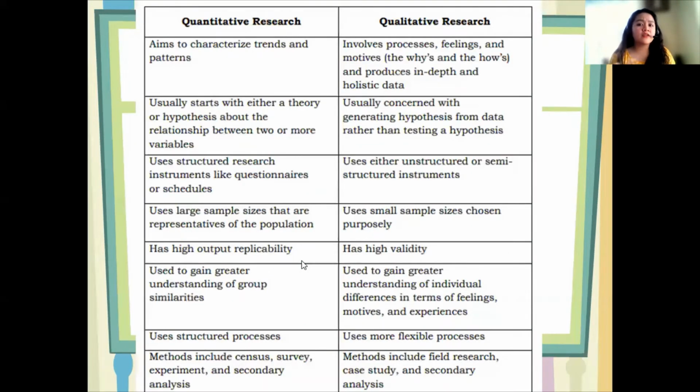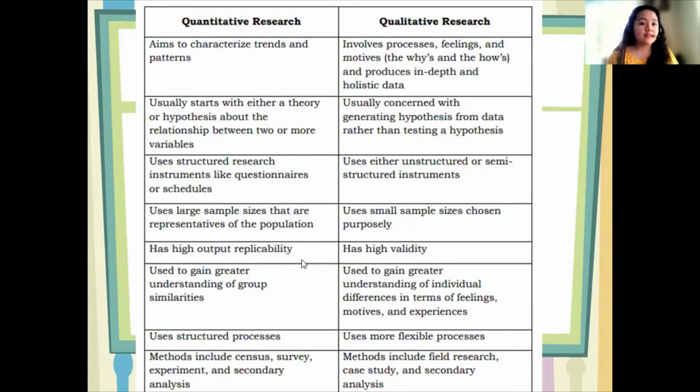So to further understand quantitative research to qualitative research, I have this table. Let's compare these two different research methods. Okay? If you have any question, you may type it on the chat box and we will entertain it later. So let's see what is quantitative research and qualitative research.